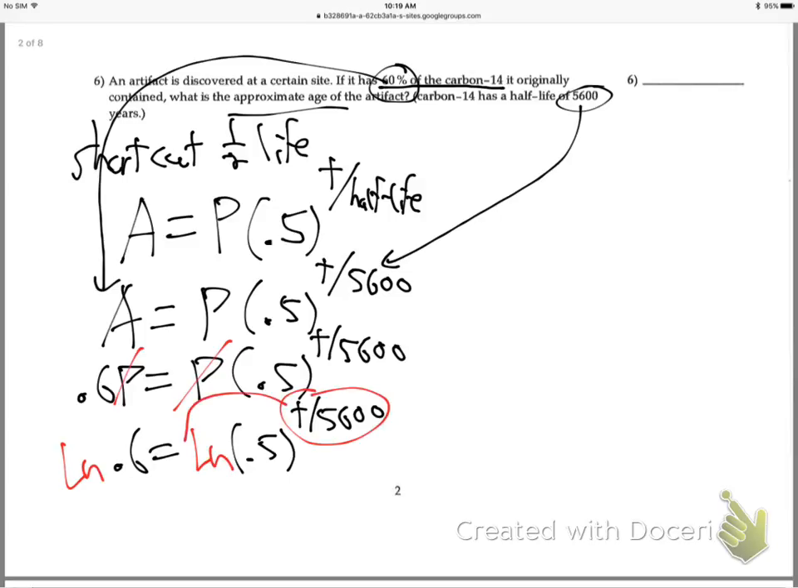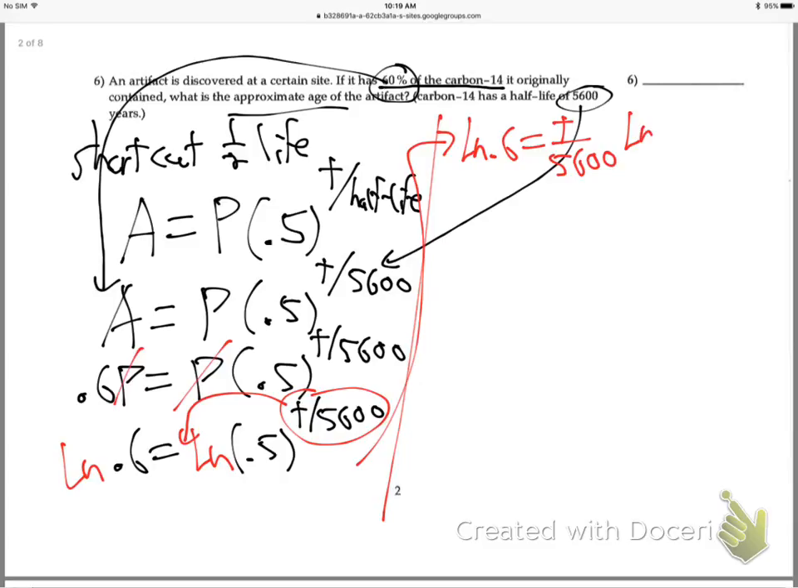The power drops down. Bring it up here. And you get ln 0.6 is T over 5,600 times ln 0.5. We good to there? The power came down to the front. So far, so good.